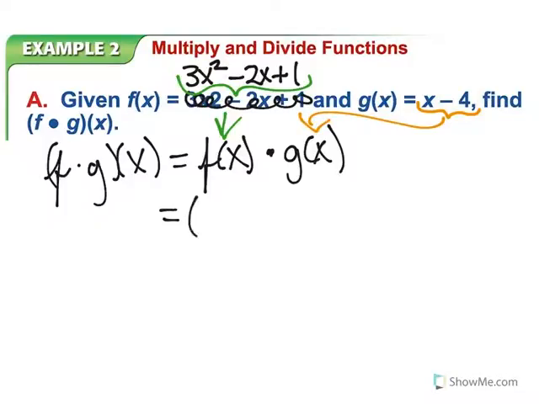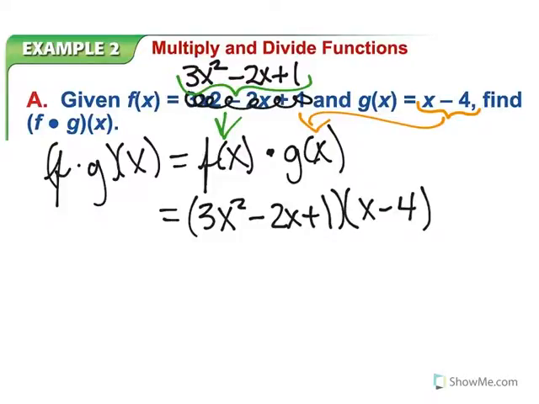So with parentheses, I have 3x squared minus 2x plus 1, close parentheses, open, x minus 4. Now we're going to take these two functions and we're going to multiply. We're going to actually triple distribute here. So we're going to take 3x squared times x.